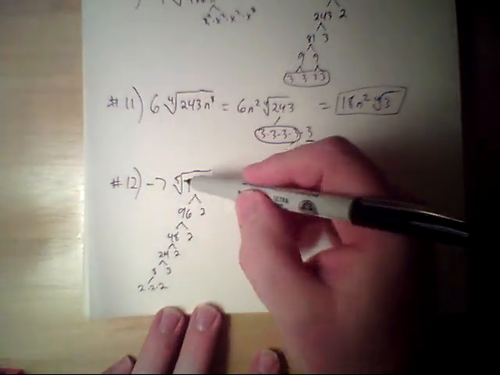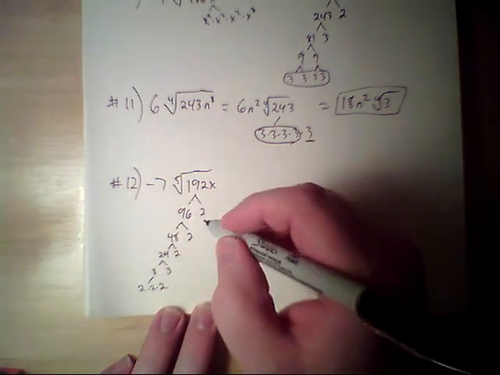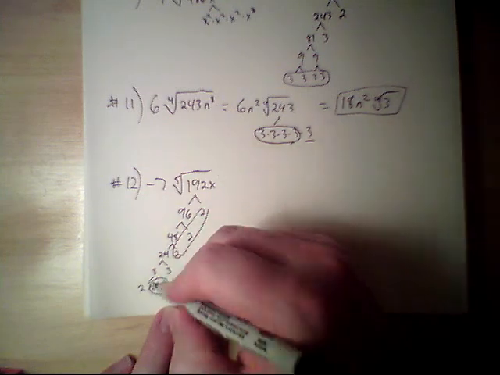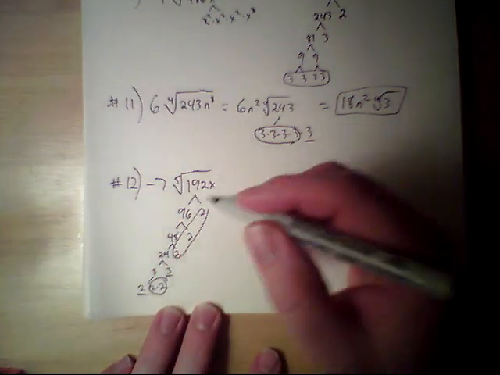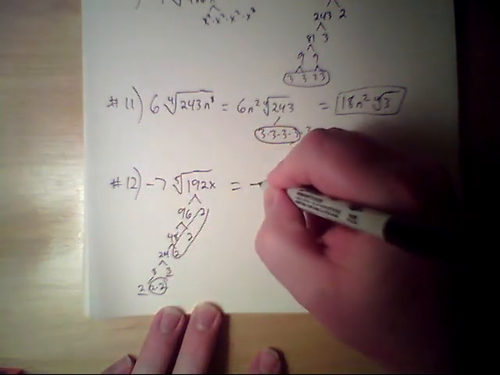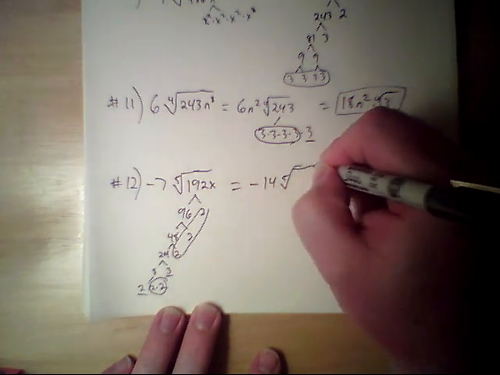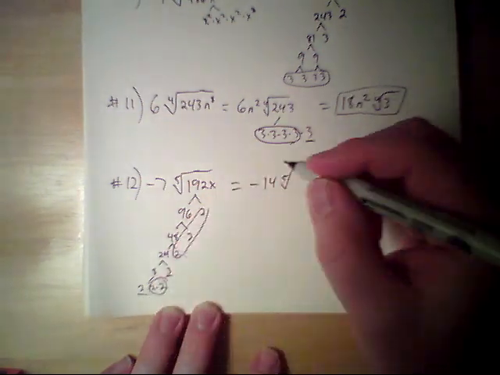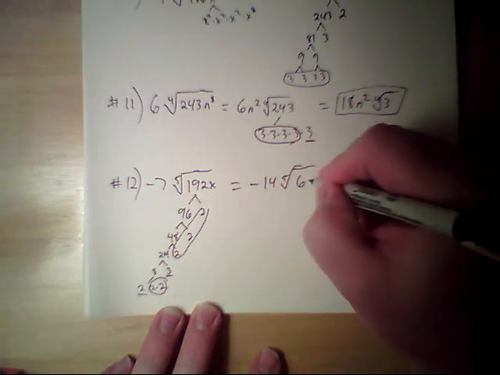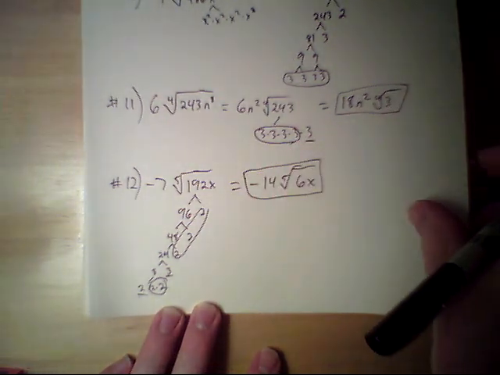So we're dealing with a fifth root, so we're looking for groups of 5. We have 6 twos, so we could spare 1. Let's just use 5 of them here. We have a 3 times 2 left inside the radical, so that 2 can come out. 2 times negative 7 is negative 14, times the fifth root of 3 times 2, which is 6. And let's not forget about that x, so 6x. We have negative 14 times the fifth root of 6x.